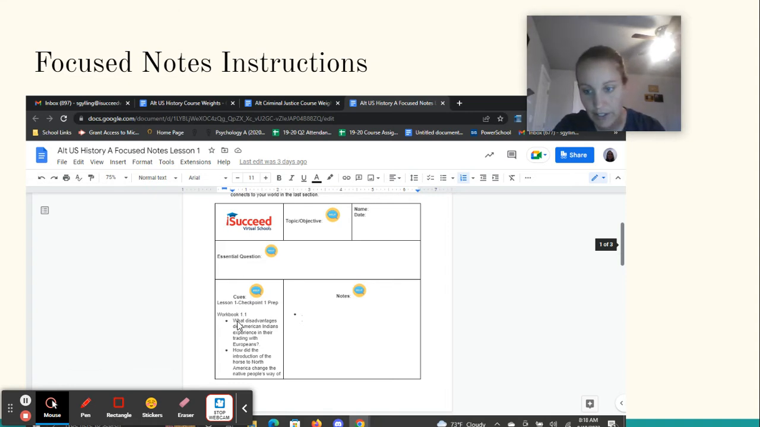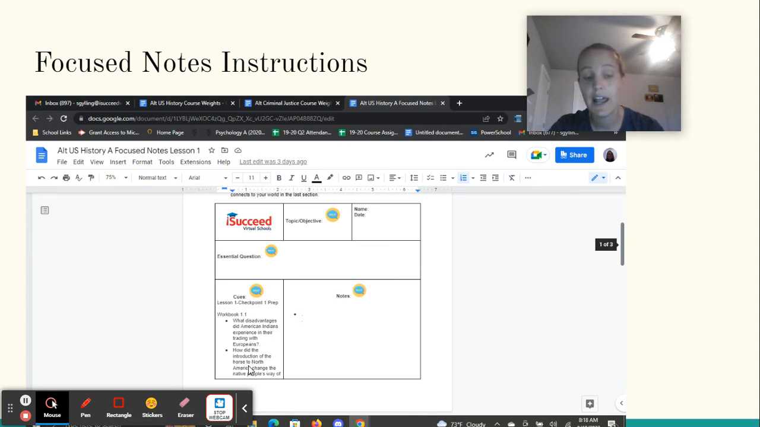I have filled in the left for you. This is the cues section, and these are the questions that are on the checkpoints. They may be worded a bit differently, but this is the checkpoint information, and I have it all broken down. So, for instance, this is going to help you on the lesson 1 checkpoint. And it says workbook 1.1, and then it tells you the questions, and that's where you're going to find them. And they're in order. I worked really hard to get everything to be in order.